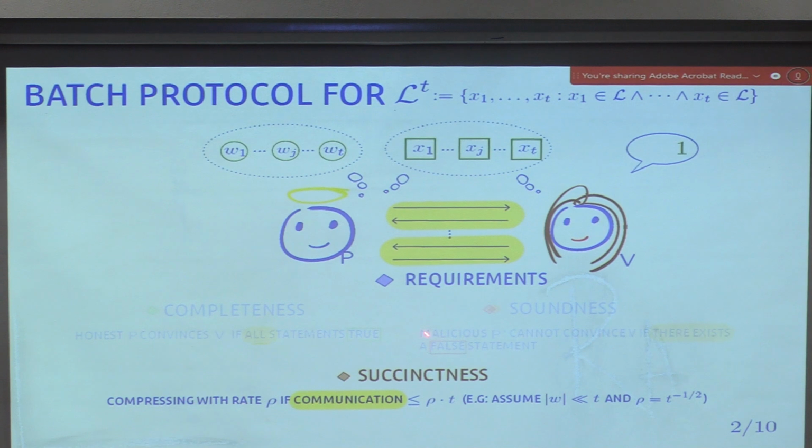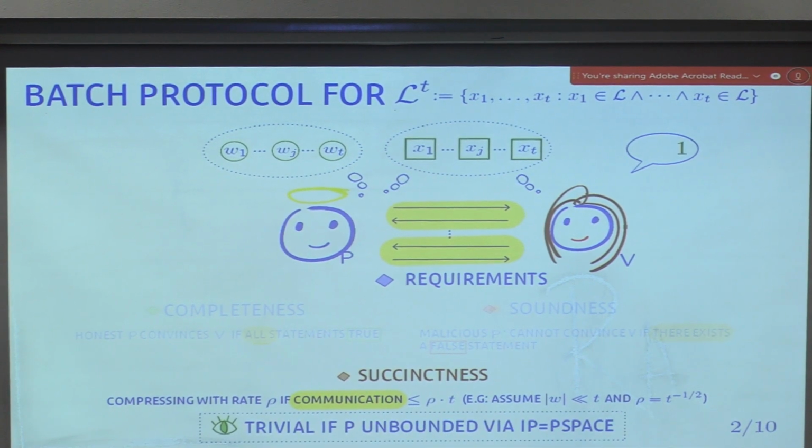Okay, so what is succinctness for batch protocols? You want the communication, which is highlighted in yellow here, to be at most rho times T, where rho is the compression factor. For this talk, you can think of the size of the witness being small, the number of instances being large, and the compression factor being, say, 1 over square root T. It's crucial to limit the power of the honest prover here.